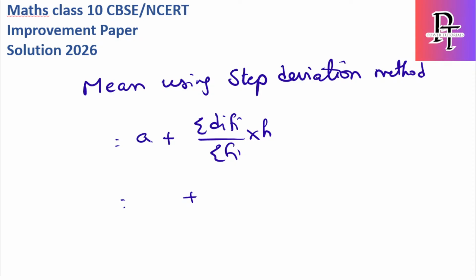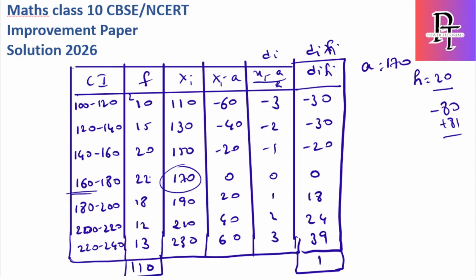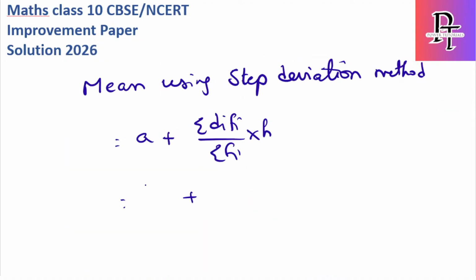A plus sigma fi di. Okay, what is the assumed mean frequency value? 170. What is the A value? Yeah, the A value is 170. I'll write it here: A is equal to 170. Okay, so 170 plus sigma fi di is simple.